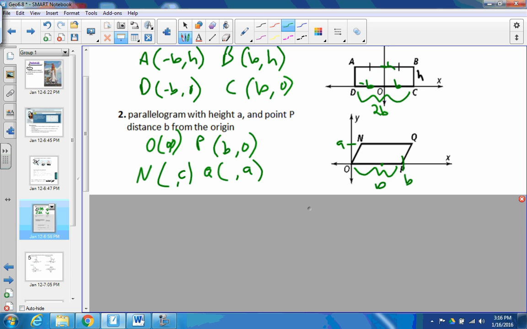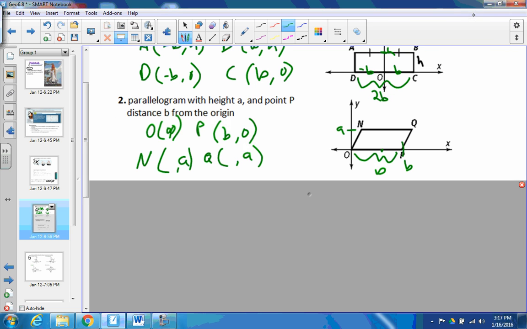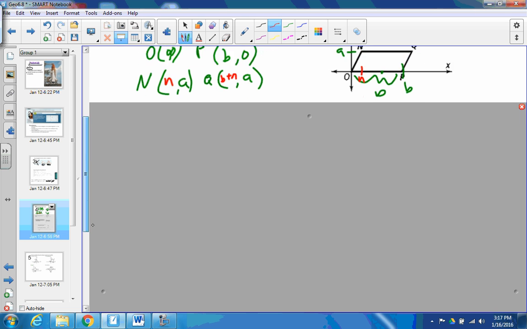So the Y value there is A. So what I'm going to do is add another variable and say that N is N distance away. So this would be N and A. And Q would be B plus N and up A. Alright, let's go to number 3.